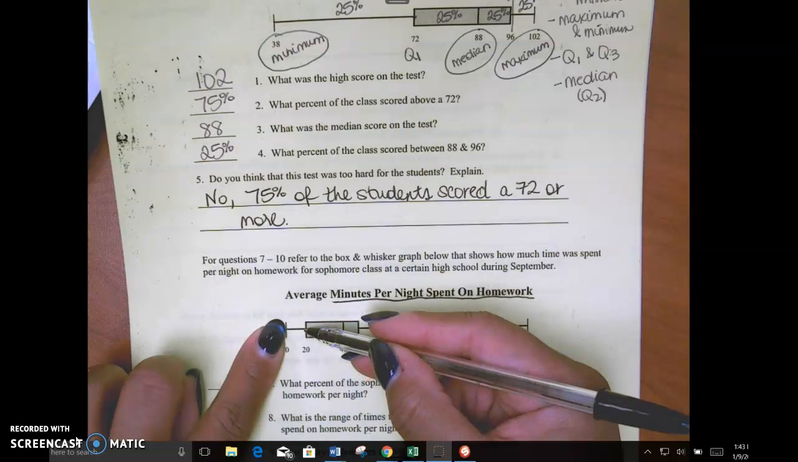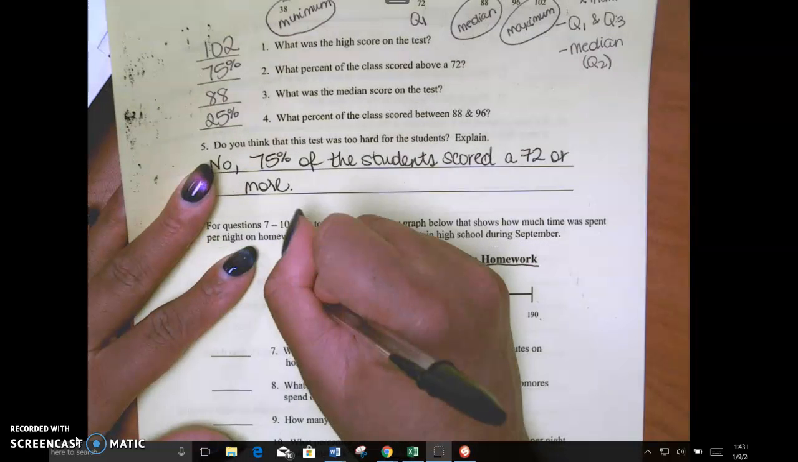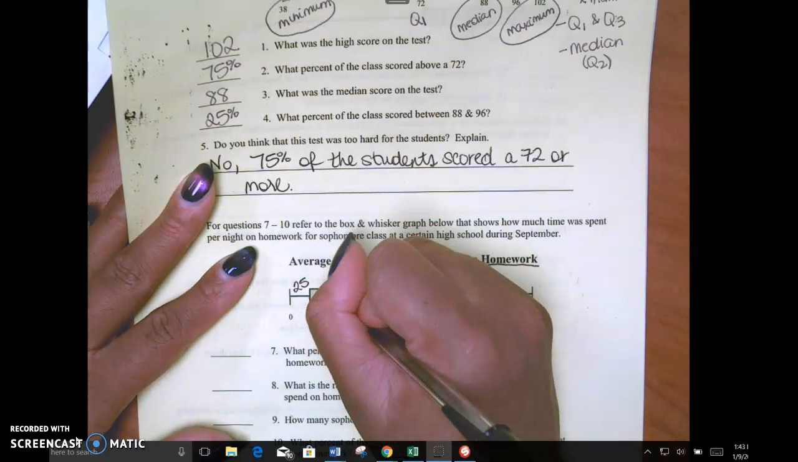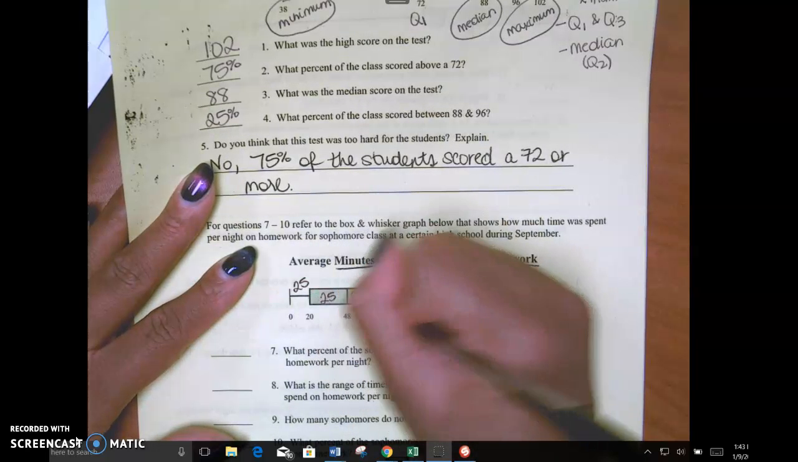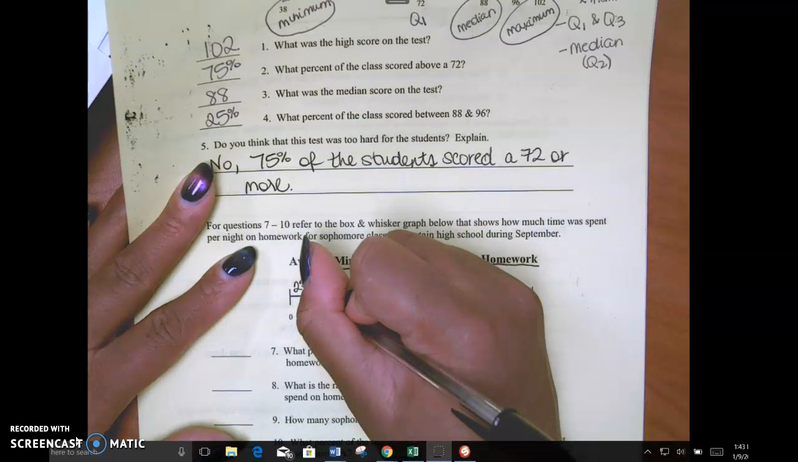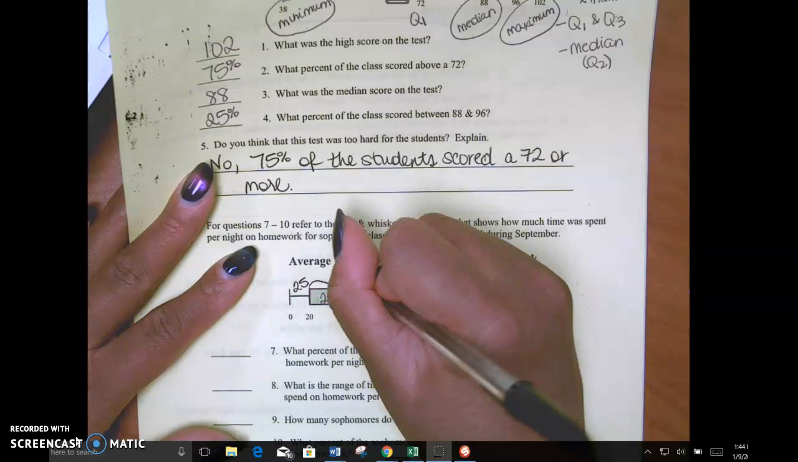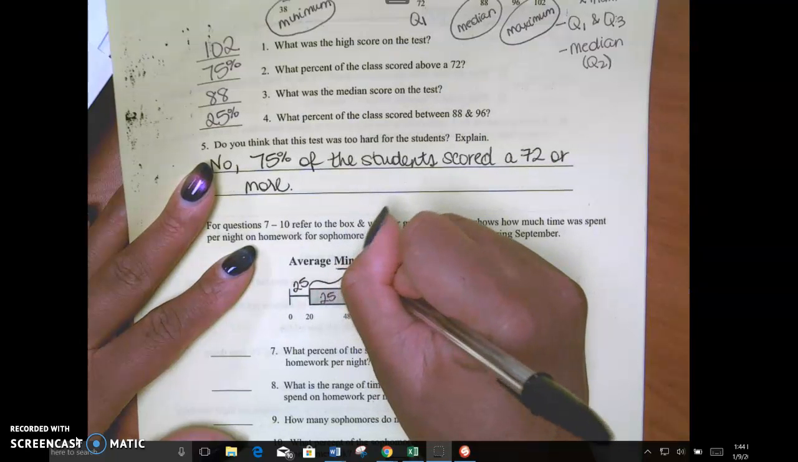So I need my percent. How much is this piece right here? 25. This piece? 25. All of them are 25. Now that we've gotten the hang of that, this middle piece altogether is how much? 50. This is the middle 50%.